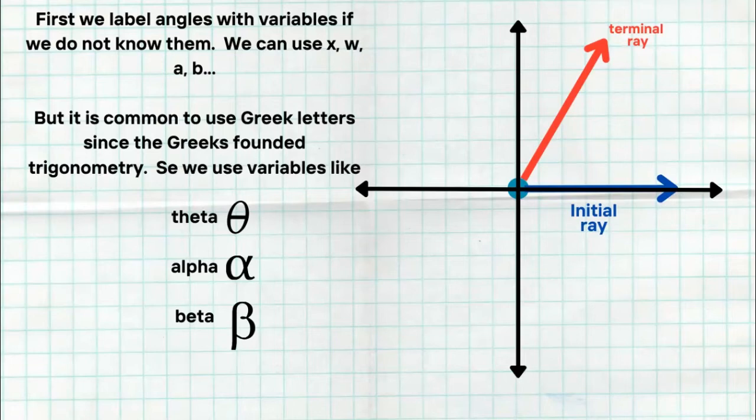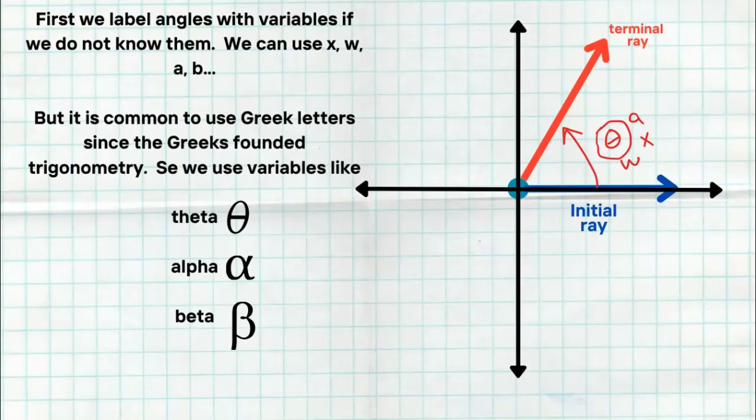So what we'll do is we'll say, check out this angle right here. Look at that positive angle, and let's call that angle theta. Now you could use a, or x, or w if you really want to, but we kind of pay homage to the Greeks and use Greek letters like theta, alpha, or beta.